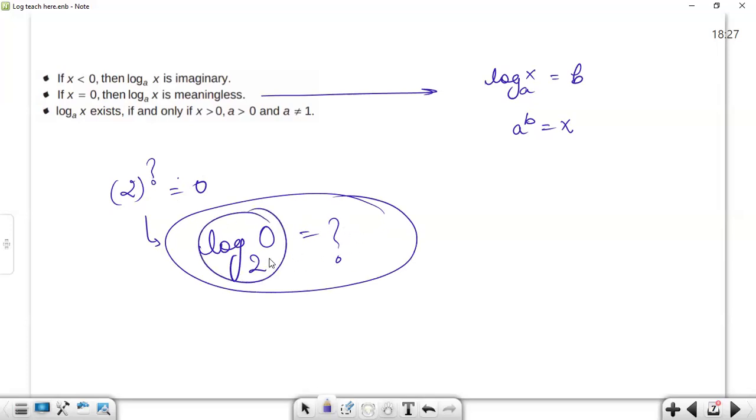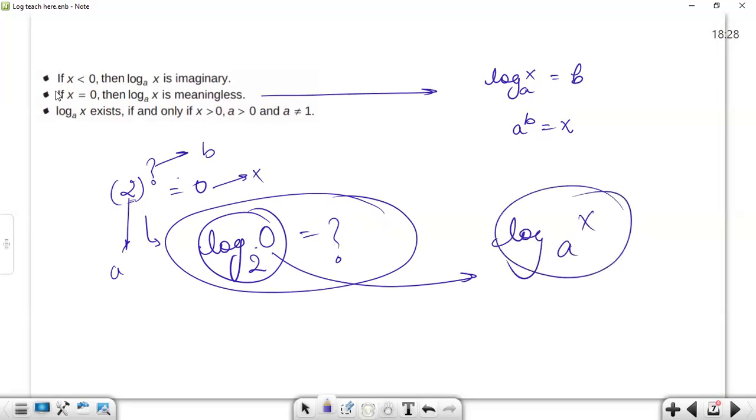So if our a is this here, the power was b and this was x, that's why this is meaningless. So 2 was a, 0 was x. This is also meaningless. The second point stays true. Okay, understood? Clear or should I repeat? Sir, could you repeat it again?